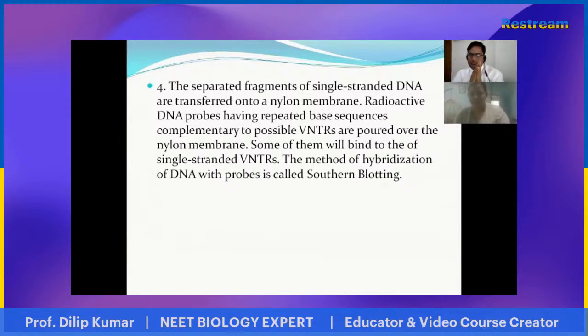Now the next step is probing. What is probing? Radioactive DNA probes, which have repeated base sequences complementary to possible VNTRs, are poured over the nylon membrane. Probing is also most important. Why do we do the probing? Because we get a sample from the crime place, obtained from the criminal, so we need to know the real DNA strand obtained from the crime place.